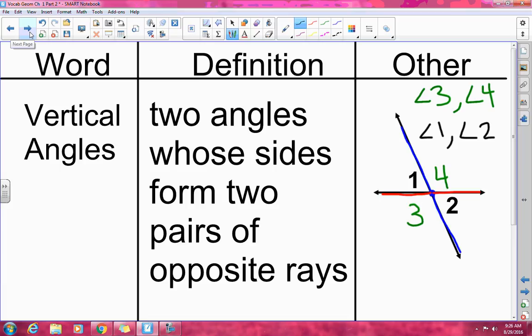So lots of vocabulary with special angle pairs. Hopefully you found this to be helpful.